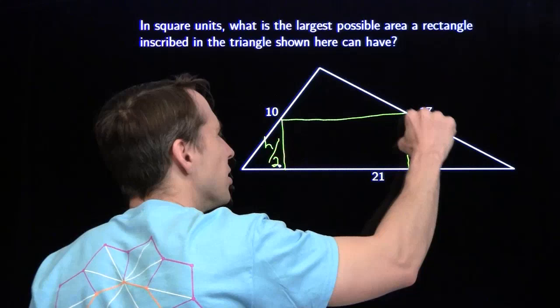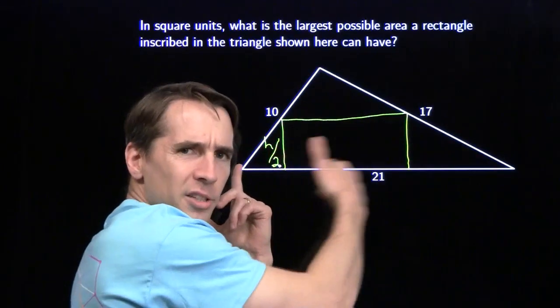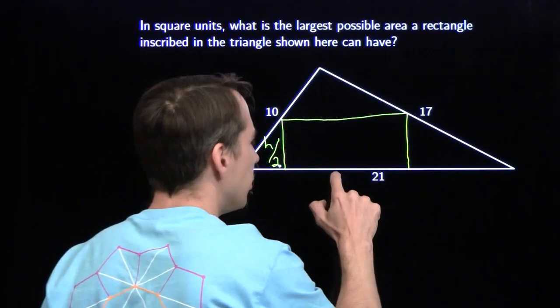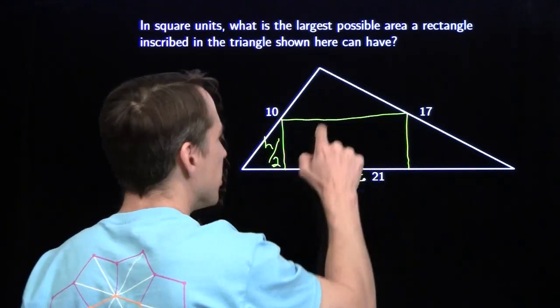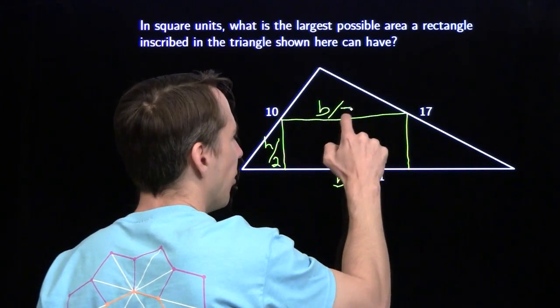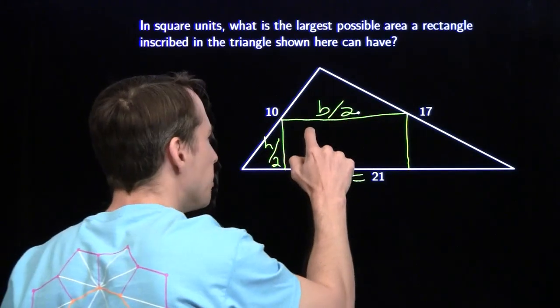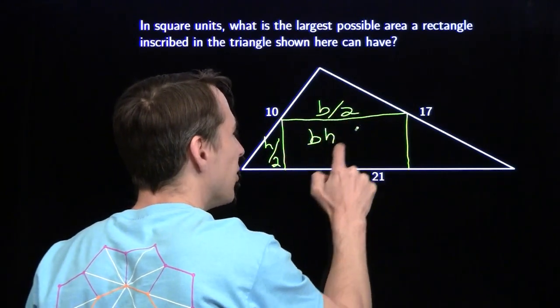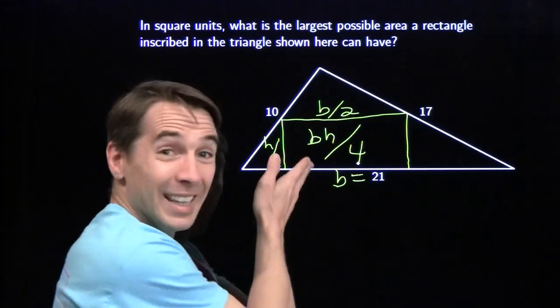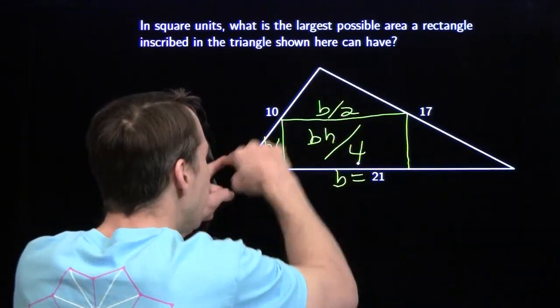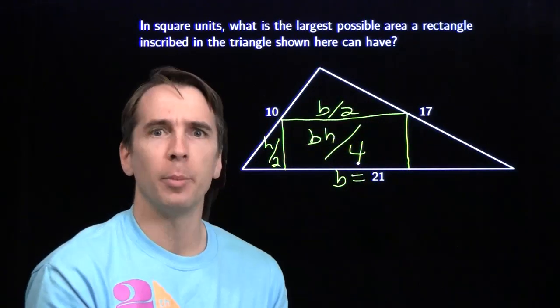Tells us that the sides of this triangle are half the sides of the big triangle. So if our base is 21, this side up here is half the base. So the area of our rectangle now is this times this, base times height divided by 4. And that's really exciting, because the area of the whole triangle is base times height divided by 2.